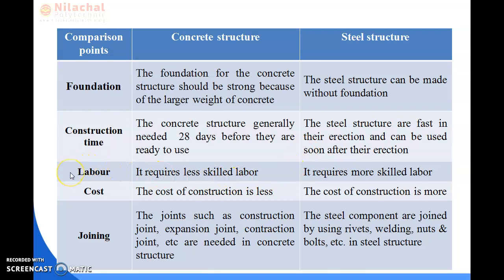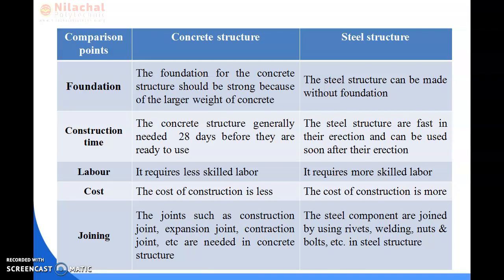Then next is labor. To make a concrete structure is very easy, so every labor knows that. No highly skilled labor is required. In case of concrete structure, less skilled labor is required, but steel structure requires more skilled labor, because to make a welding connection or bolting connection, more skilled labor is required.